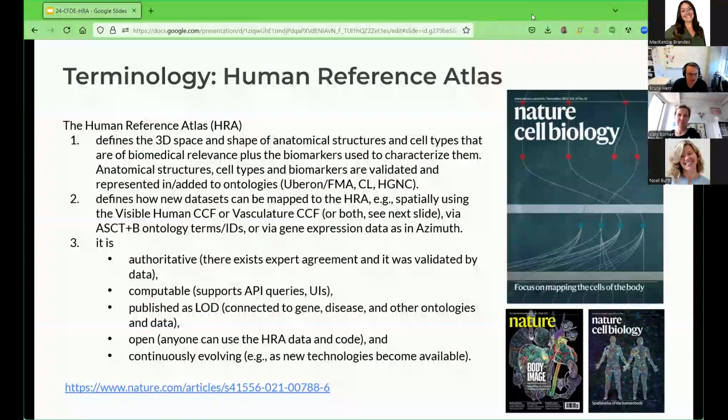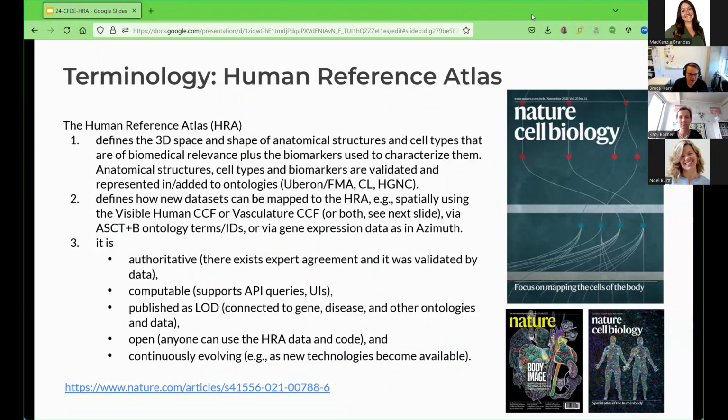So at a high level, the Human Reference Atlas defines the three-dimensional space and shape of anatomical structures, and the cell types and biomarkers that make up those anatomical structures. And they are validated and represented using ontologies, primarily Uberon, FMA, cell ontology, and HGNC for biomarkers.